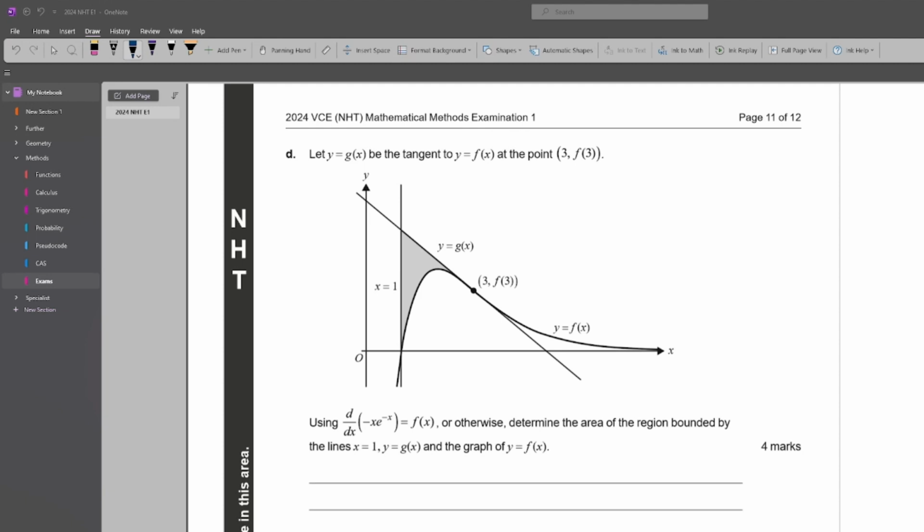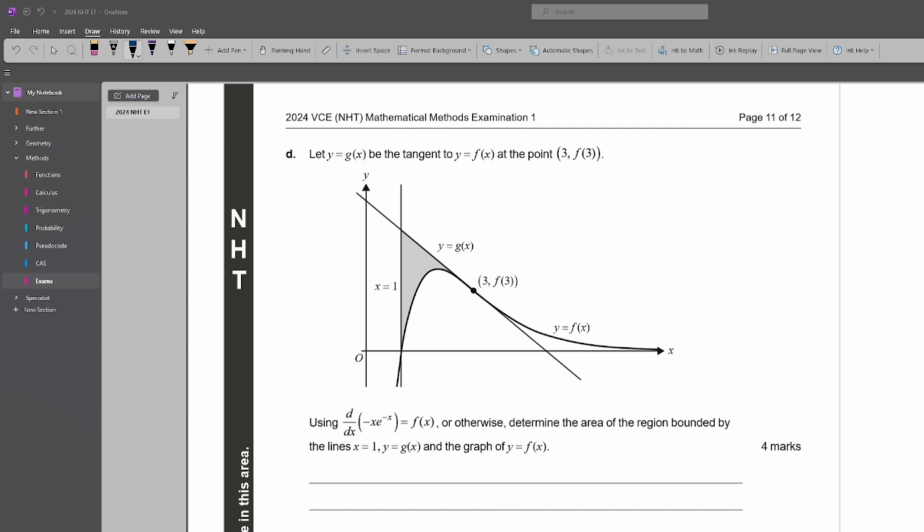Okay, I was having a look at this one before. Let y equals g of x be the tangent to y equals f of x at the point (3, f of 3). So here's our curve f of x, and then we've got this tangent g of x. Using the derivative that we just found, which is equal to f of x, so kind of like an integration by recognition question, or otherwise, determine the area of the region bound by the lines x equals 1 here, and then the straight line and the curve. So this area is shaded here.